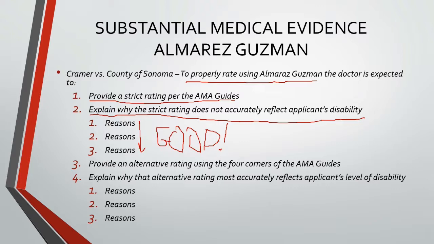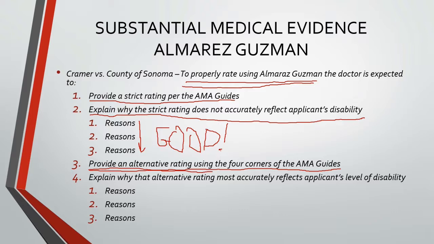Once you're done with that, you go through step three in the procedure for properly rating under Almaraz and Guzman, and that is to now provide the parties with an alternative rating within the four corners of the AMA Guides. So herein is where you have the opportunity to provide the rating that you feel is a more accurate rating, whether that be a rating in a different chapter, whether it be simply a rating within the same chapter but using a different method, whether it be a rating method that applies a set of different rules that are typically associated with a chart or a table in the AMA Guides. Whatever your alternative methodology is, this is where you have an opportunity to provide it to the parties.